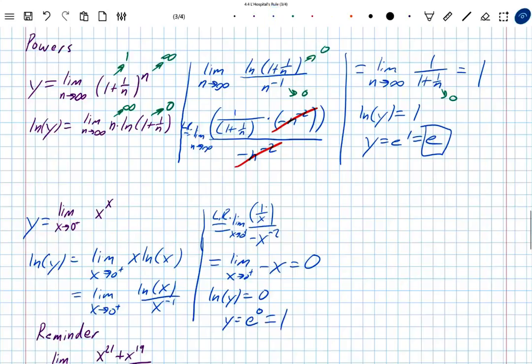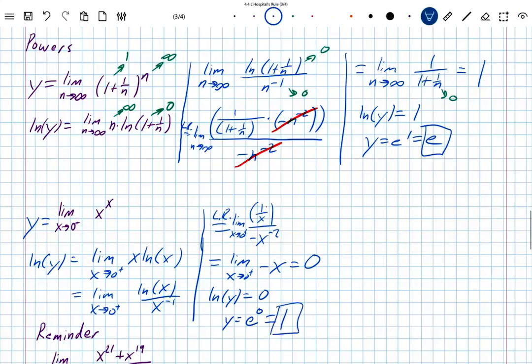Great. Kind of bizarre. This is a really weird function, x to the x, but its limit as x goes to 0 is 1. So in a very weird way, this x up here wins the battle, because this x wants it to go to 0, this x wants it to go to 1, and this one happens to win. So 1 is our answer there.